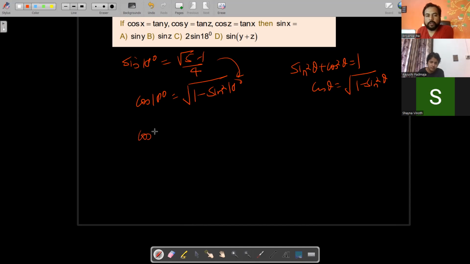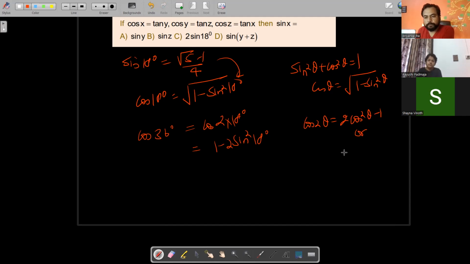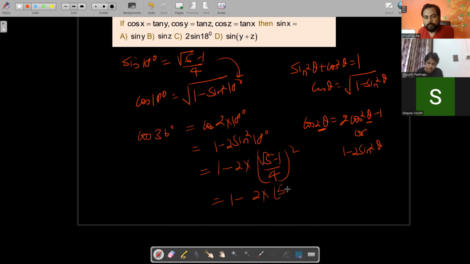But suppose you want to find cos 36 degree. This can be written as cos 2 into 18. You can apply here 1 minus 2 sine square theta, that is 18 degree. This formula, cos 2 theta, is either 2 cos square theta minus 1 or 1 minus 2 sine square theta, the double angle formula. So this angle is double, this angle is half. So now you can put this value here, root 5 minus 1 upon 4 whole square. 1 minus 2, a minus b whole square, that is a square plus b square minus 2ab.